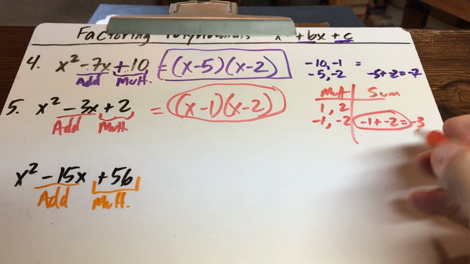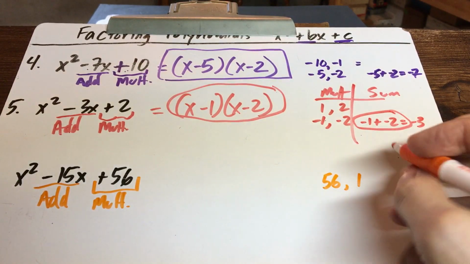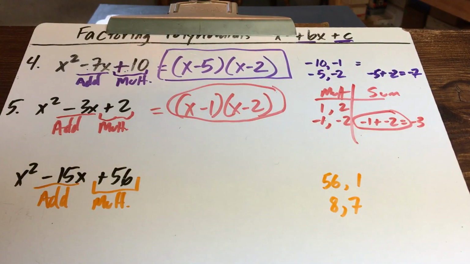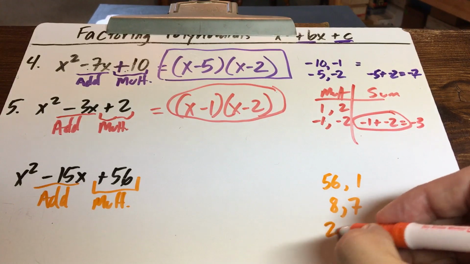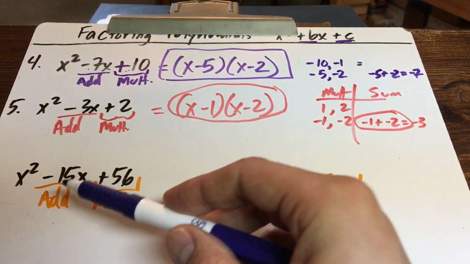When I think of 56, it could be 56 and 1. It could be 8 and 7, which is the most common way to get 56. There are other ways as well, I think. 28 and 2, I think, is another way to get 56. But I don't want this to add up to equal positive 15. This has to add up to negative 15.